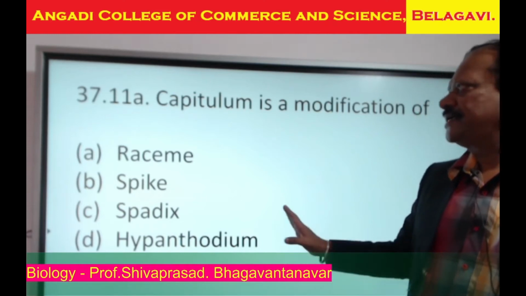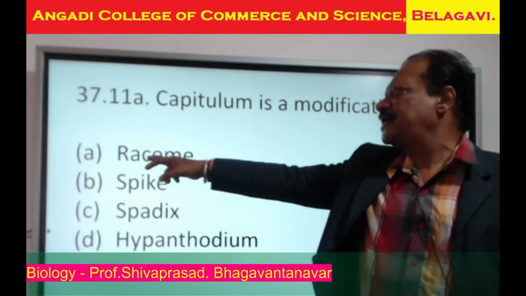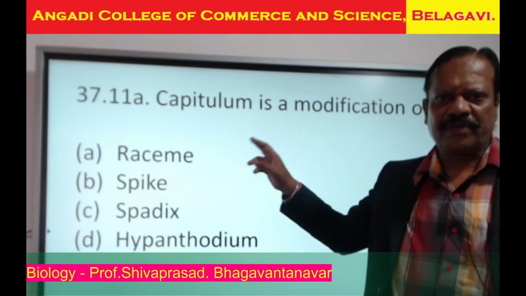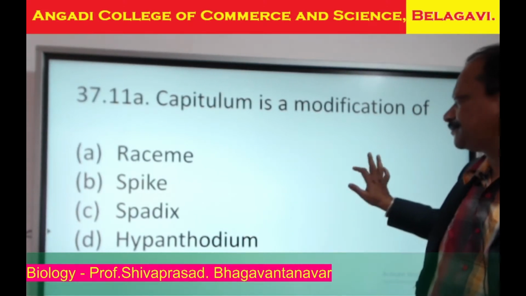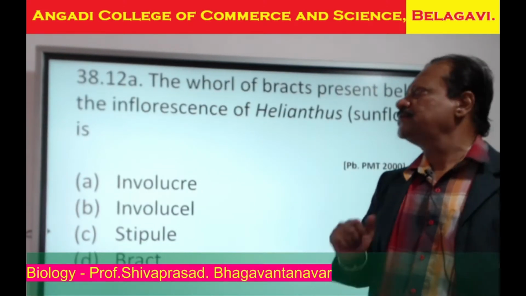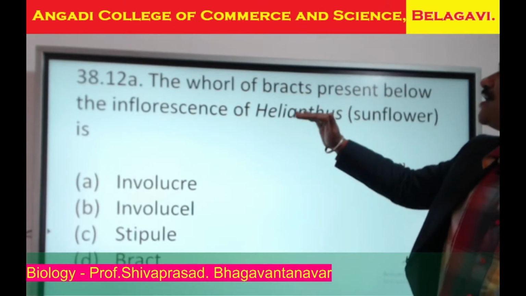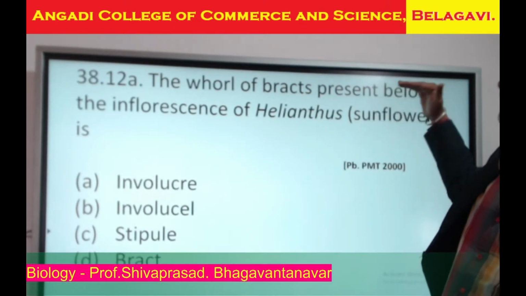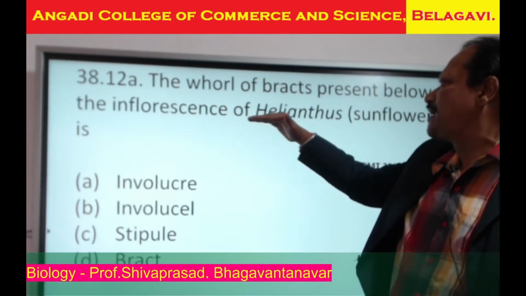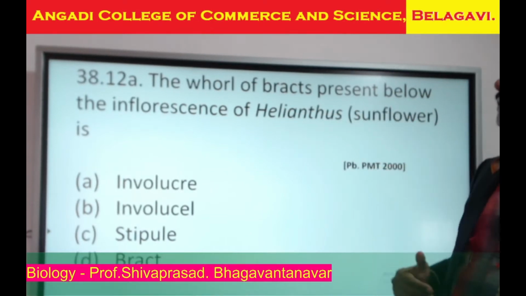Here the right answer is racemose or raceme. We'll move to the next slide. Now see, the whorl of bracts present below the inflorescence of Helianthus.